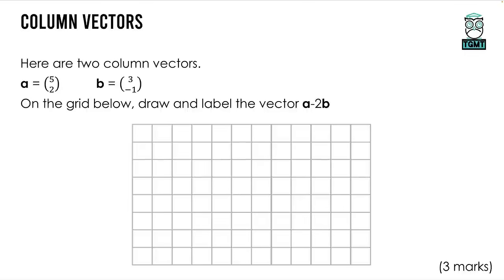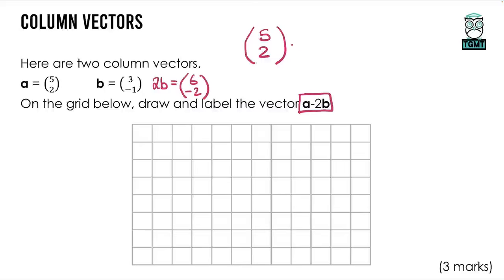Now with column vectors, we can be asked to add, subtract some variations of them. We can also be asked to draw them on a grid. Now this one here has given us 2 column vectors, and it's asked us to draw and label the vector a minus 2b. Now the vector a is given to us already, 5 and 2, but we've not been given the vector 2b, we've been given the vector b. So to get the vector 2b, nice for us to find, we just multiply the numbers in the vector by 2. So 3 turns into 6, negative 1 turns into negative 2.